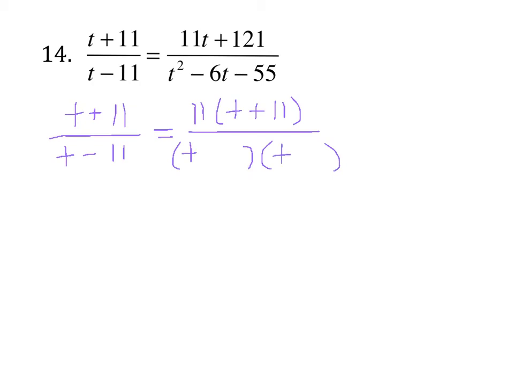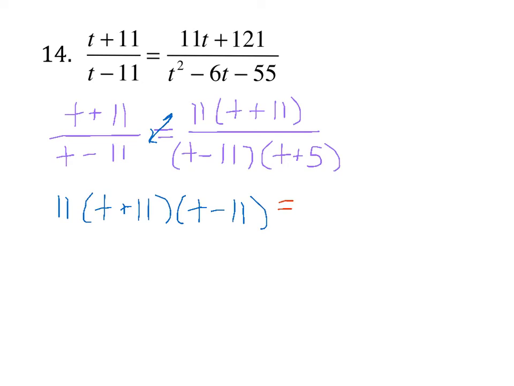And on the bottom, if we factor, we need two numbers that multiply to negative 55 but add to negative 6. So that would be a negative 11 and a positive 5. Now when we cross multiply, we have 11 times t plus 11 times t minus 11. And if we cross multiply the other side, we have t plus 11 times t minus 11 times t plus 5.